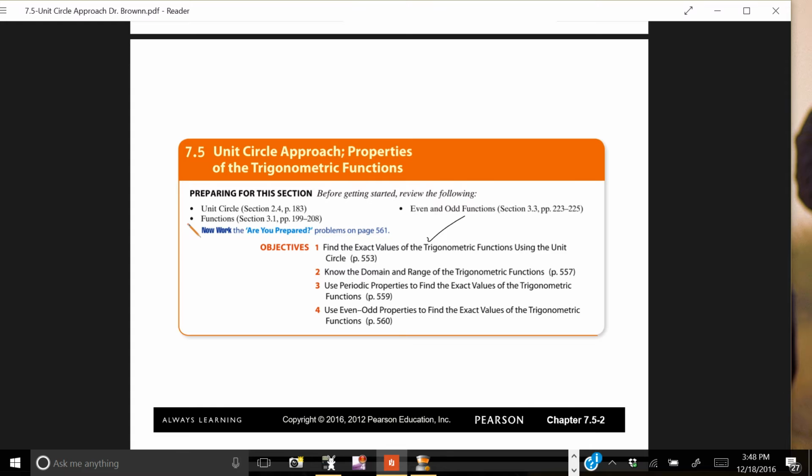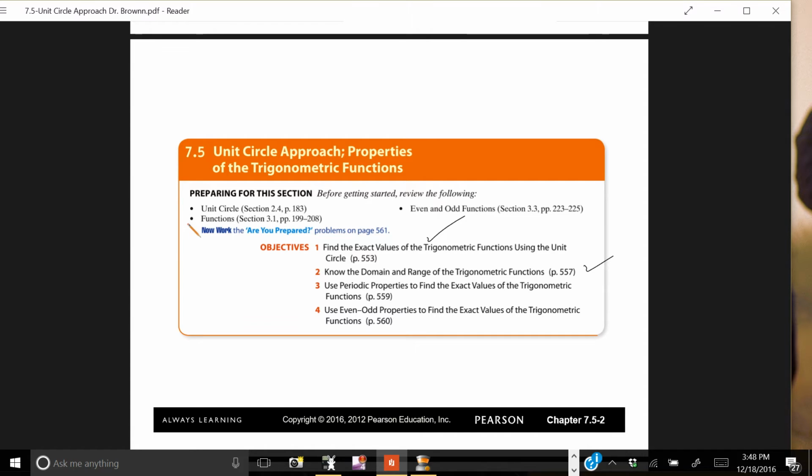And then we're going to understand what the domain and range of the trig functions are. That really means what values can you put in for the angle theta in the trig functions, and how large or small can the values of the trig functions be.